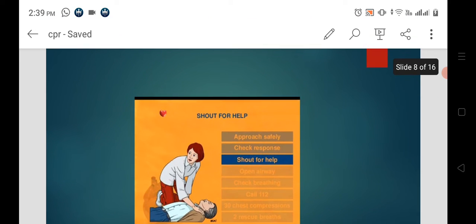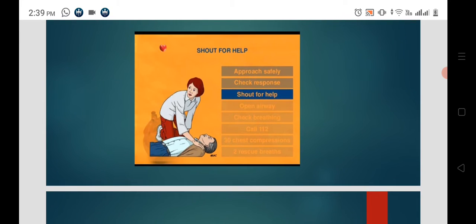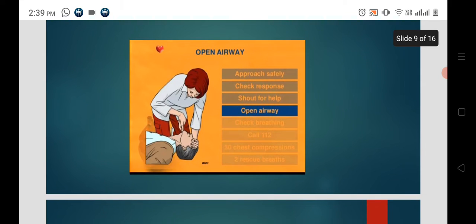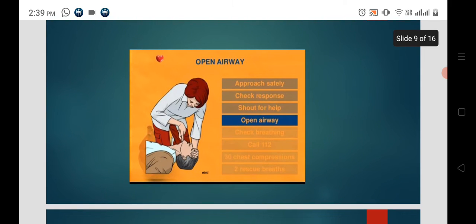If the patient is not responding, then the third step is to shout for help. Anyone who is visible to you, you can shout for help. And then the fourth one is opening the airway of that patient.